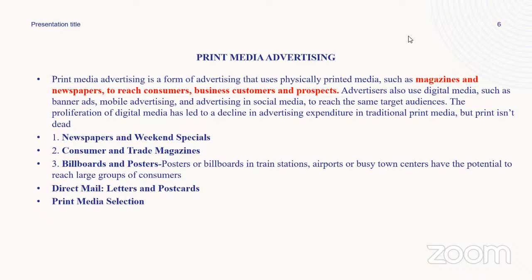So advertisers can use digital media such as banner ads, mobile advertising, and social media to reach some target audiences. So different kinds of advertisements are there, newspapers and weekend specials, right? And on weekends, Saturday and Sunday, people are spending time with family. Some of these real estate companies give this weekend special issue for advertisement in newspapers only on weekends, right? And this is the season for education institutions, and they give advertisements about whatever courses are offered, and which students are successful in their institutions. So the newspapers and weekend specials are also there.